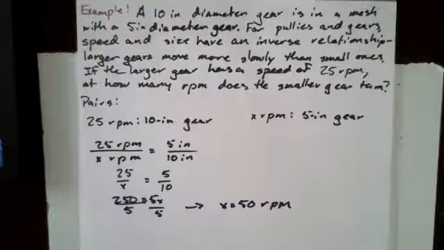So 25 rotations per minute over X rotations per minute equals 5 inches over 10 inches. That's 25 over X equals 5 over 10. Cross multiply. 10 times 25 is 250 equals 5X. Divide both sides by 5. X equals 50 rotations per minute, and that's the speed of the smaller gear.